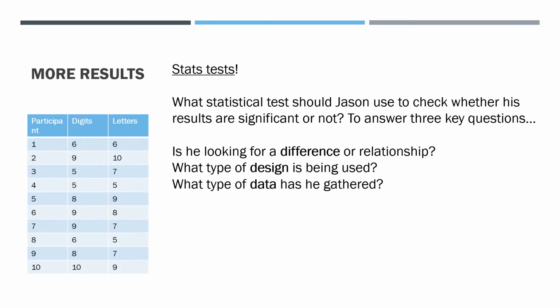So is he looking for a difference or a relationship? What type of design is being used and what type of data has he gathered? So it's the 3 Ds you will always have to answer in your head to find the stats test. So pause this while you have a think about those 3 questions and answer them.